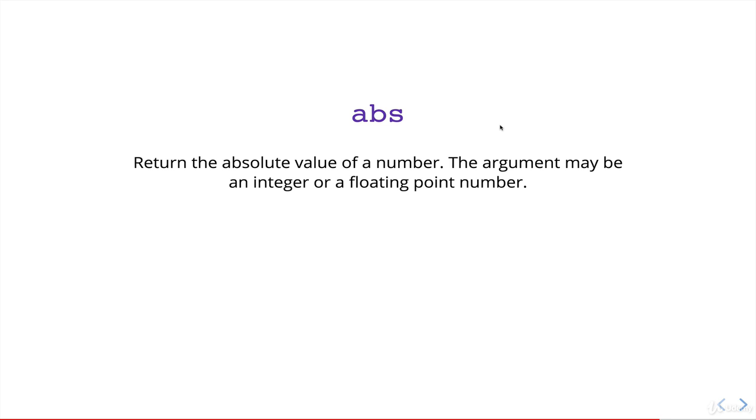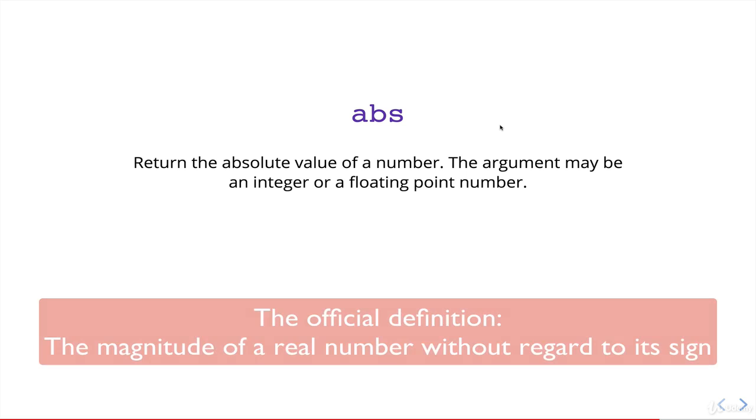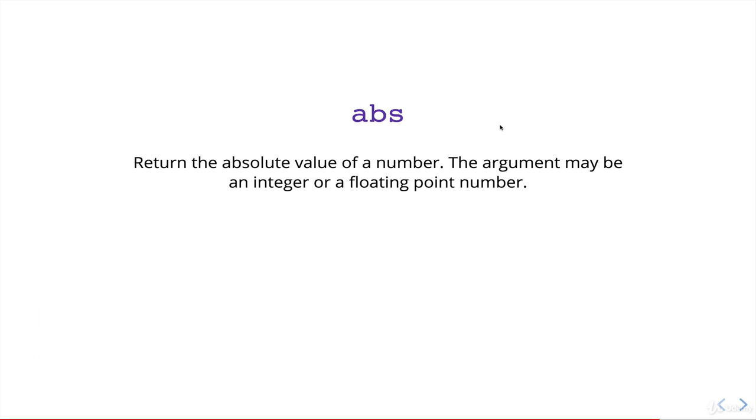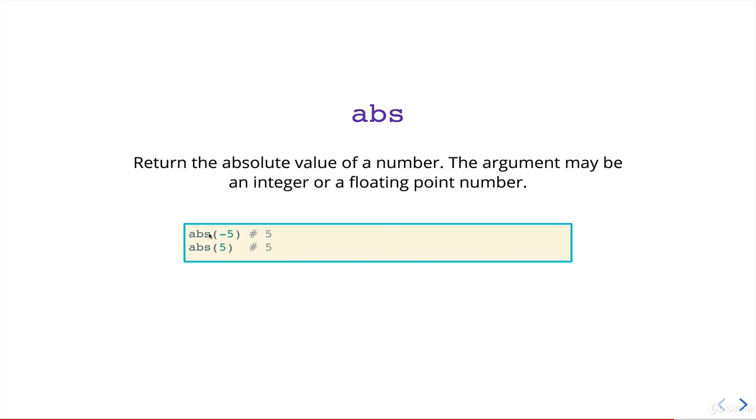If you're not familiar with absolute value, I'm going to do a terrible job explaining it. I don't remember the official mathematical definition, but the absolute value of a positive number is itself. The absolute value of a negative number is the positive number. So it's a way of just taking the numeric value without the negative sign. So -5 turns into 5, and 5 stays as 5. We just pass in a number: abs of -5 gives us 5, abs of 5 gives us 5.